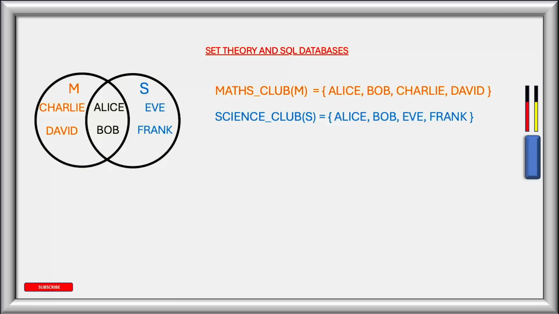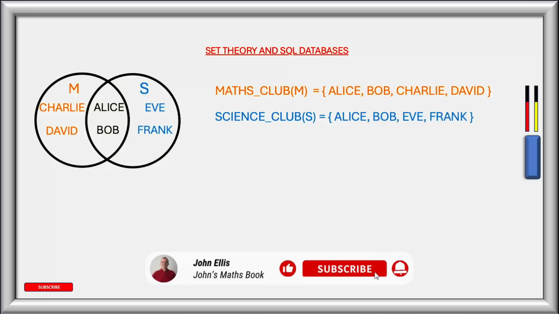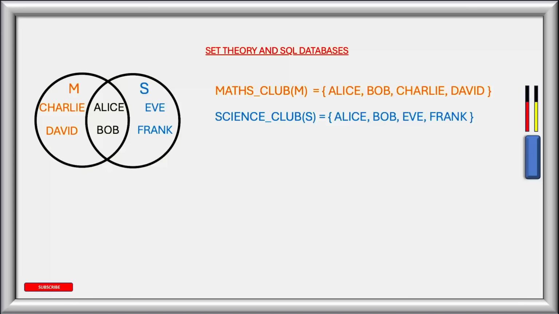In this video, we're taking abstract mathematics and putting it to work in a real-world database environment. If you've struggled with Venn diagrams in school, or if you're trying to master SQL joins, this video is for you. We're going to look at union, intersection, and minus. And I'm going to show you exactly how these mathematical concepts translate into Oracle SQL using names like Alice, Bob, and Charlie. By the end of this video, you'll see that a database isn't just a pile of data, it's a collection of sets.